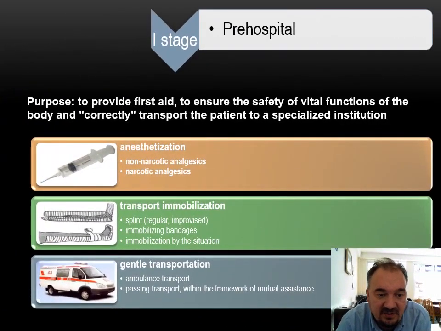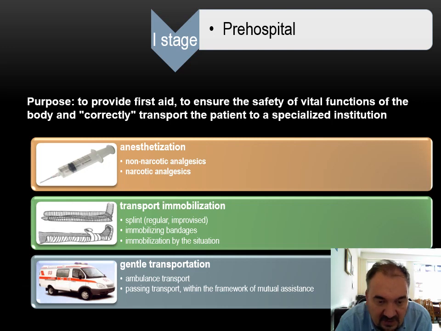So, the pre-hospital stage. The goal is to provide first aid, ensure the safety of vital functions of the body and properly transport patients to a specialized institution. We discussed at the last lecture that there is a special institution called emergency rooms, or an institution of a stationary nature, that is, the emergency room of the hospital, where there is a trauma department on duty. The pre-hospital stage is divided into three large substages.